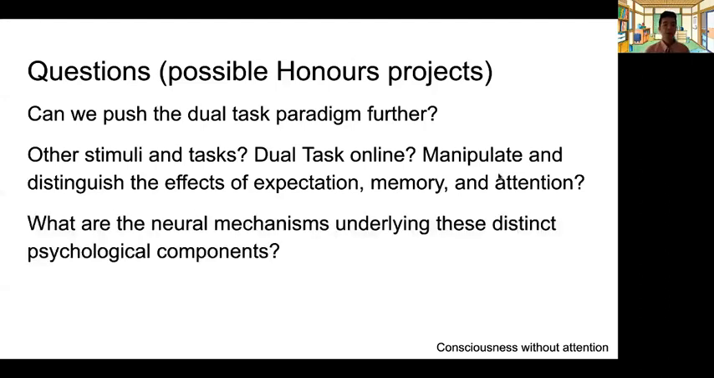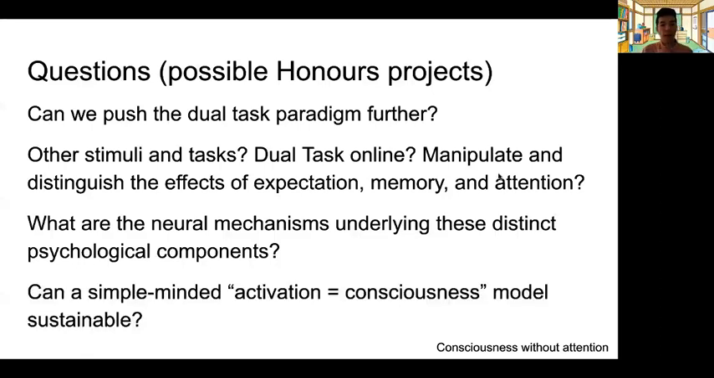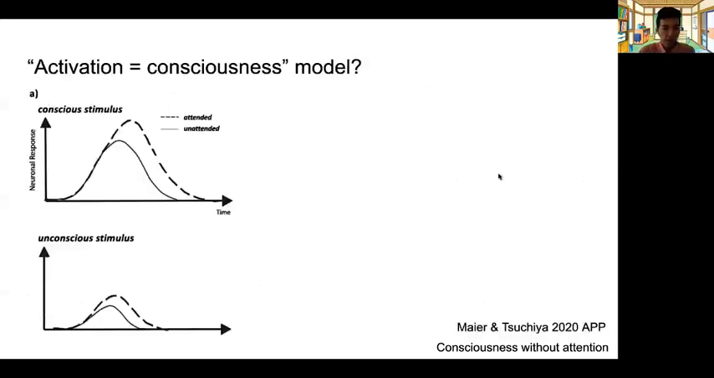And then also, the mechanisms underlying these distinct psychological components are still unclear. Using EEG or fMRI to understand what makes it possible to do the task in parallel, and what makes it impossible without such attention amplification. It's still unclear at the level of the neurons. And then finally, can the simple-minded activation-equals-consciousness model still be sustainable? That's the sort of theoretical question.